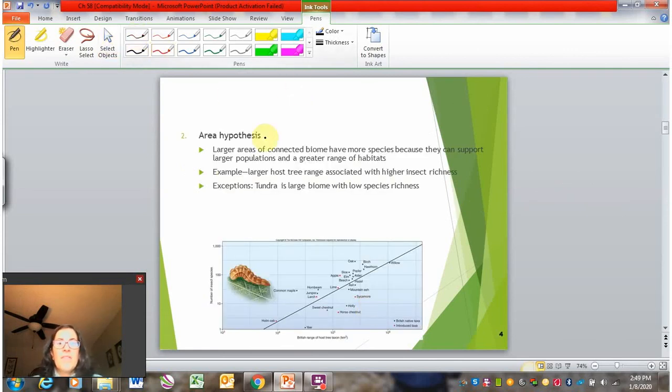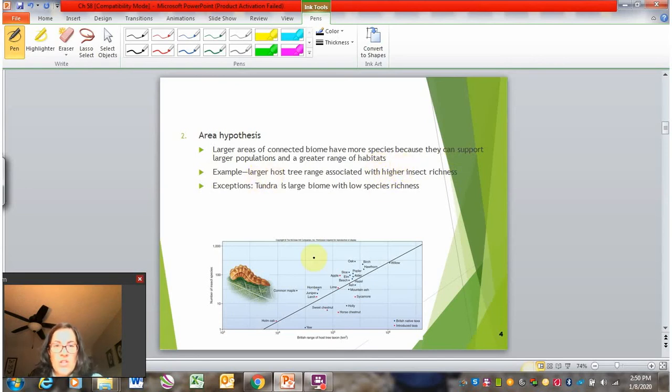The area hypothesis postulates that larger areas of similar biome have more species because they're bigger and have more resources to support larger populations and a greater range of habitats. So this just says, okay, when you look at the equator, you have this really huge, vast tract of biome that's all really similar, all wrapping along the equator. And if you go towards the poles, those biomes get smaller. And so that must explain the difference.